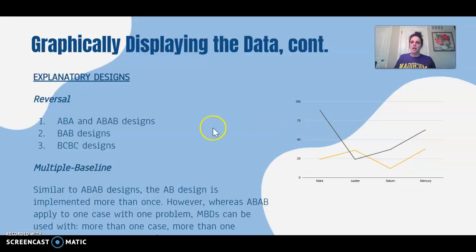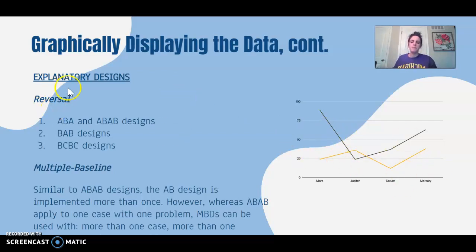So this graphic is to reiterate some of the graphically displayed data. We have explanatory designs, which is what we're going to discuss next. And I put the graphs on here because this one gets a little bit more complicated. It's on the higher level of the knowledge continuum, because now you're really trying to show some direct causality and correlation. And so it's helpful to see a little bit of the graphing.